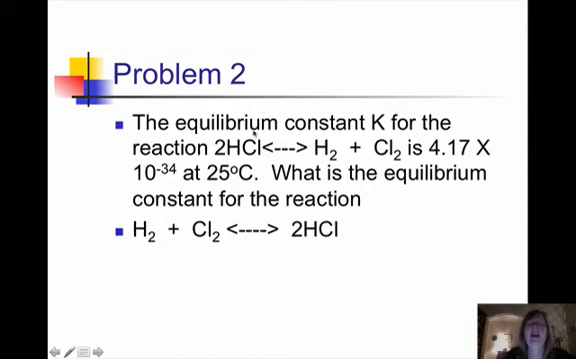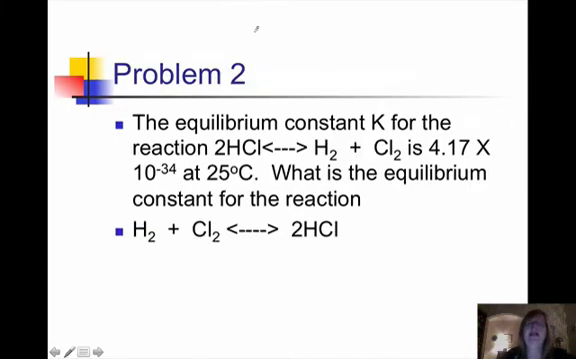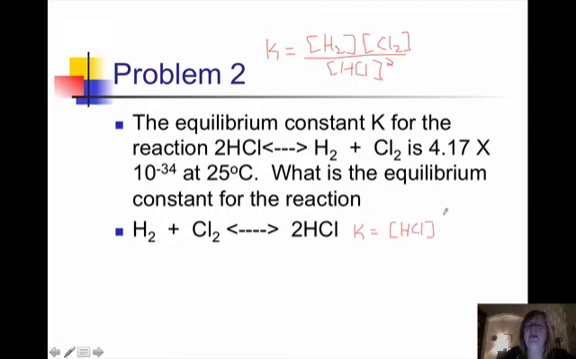Let's first write the K expression for our initial equation. K is going to be the concentration of hydrogen times the concentration of chlorine divided by the concentration of hydrochloric acid squared. Now how about the K for the reverse reaction? Let's write the K expression for this reaction. K is the concentration of hydrochloric acid squared divided by the concentration of hydrogen times chlorine.